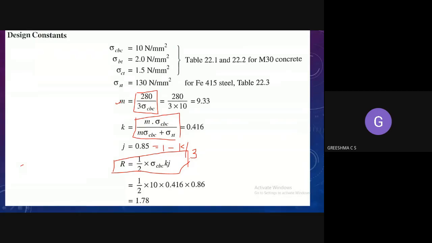So you have to learn all these equations by heart. Substituting them, you will get the following values.